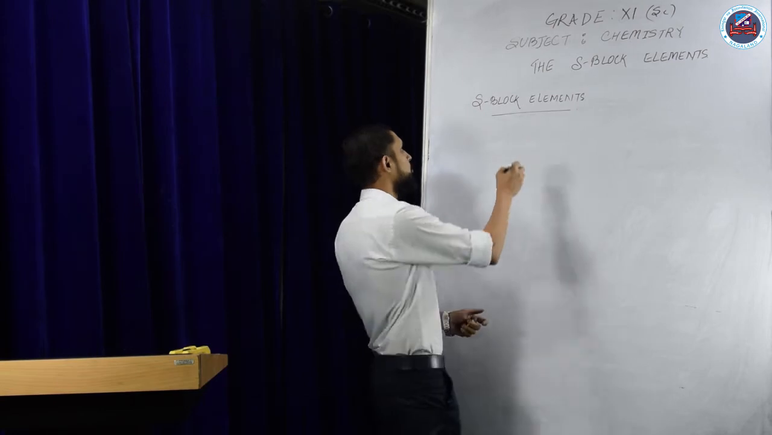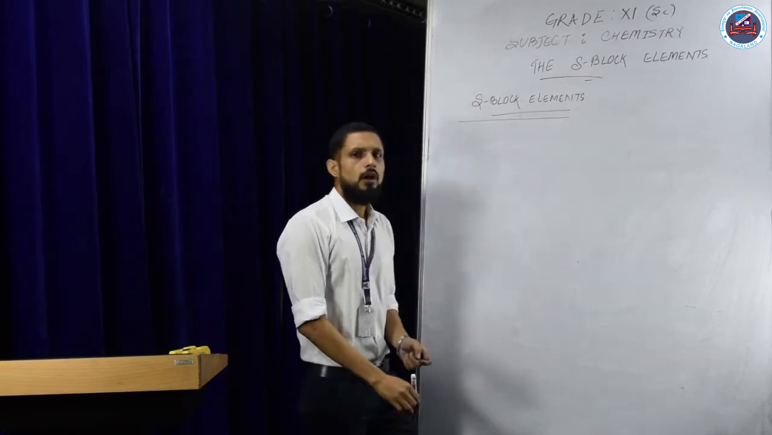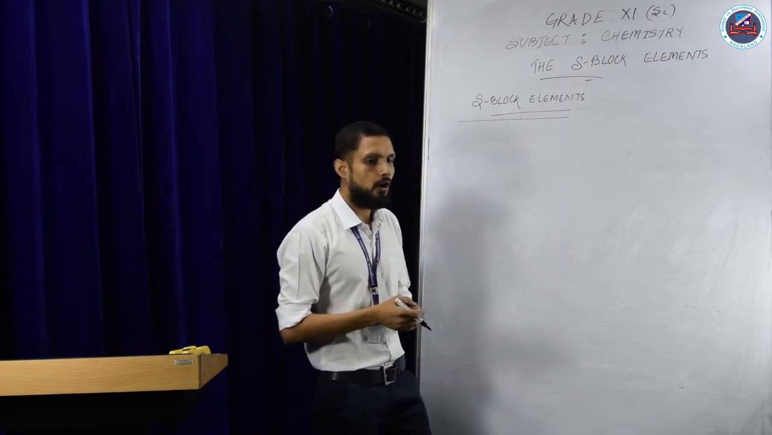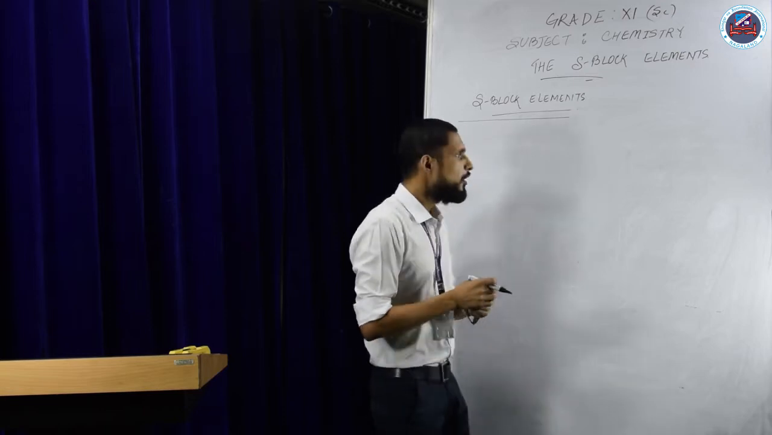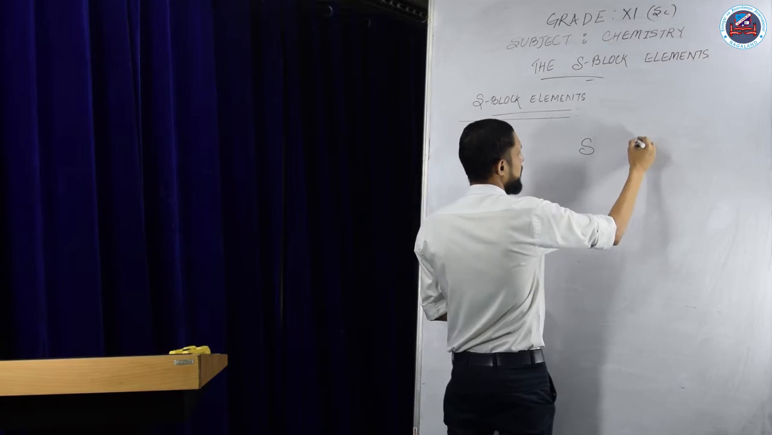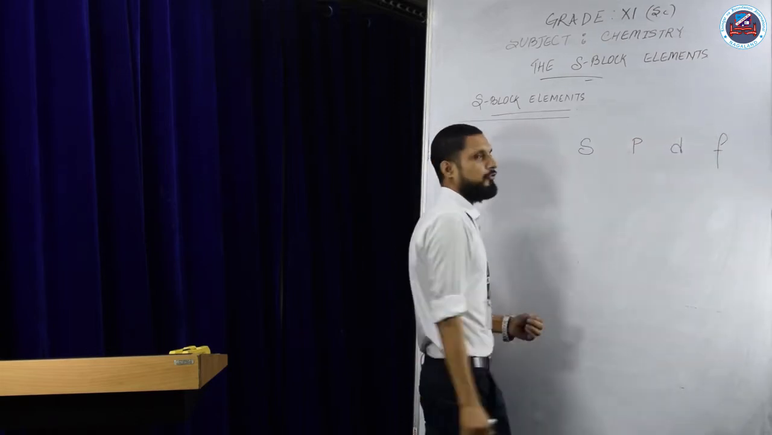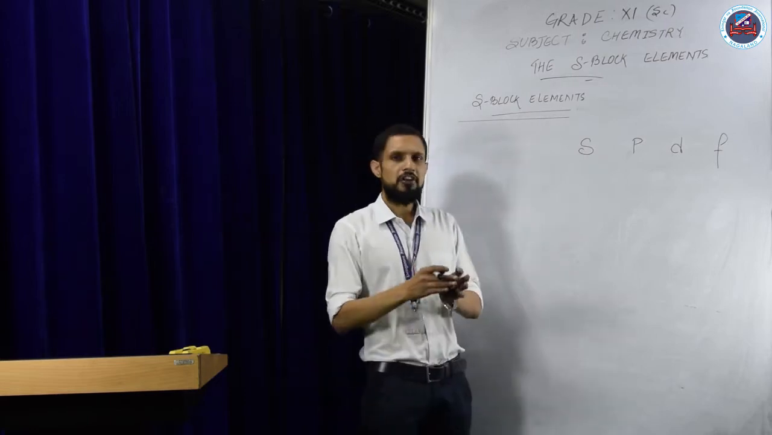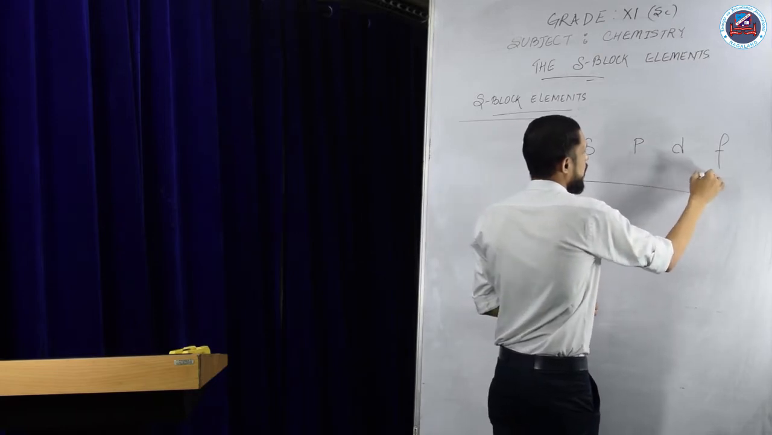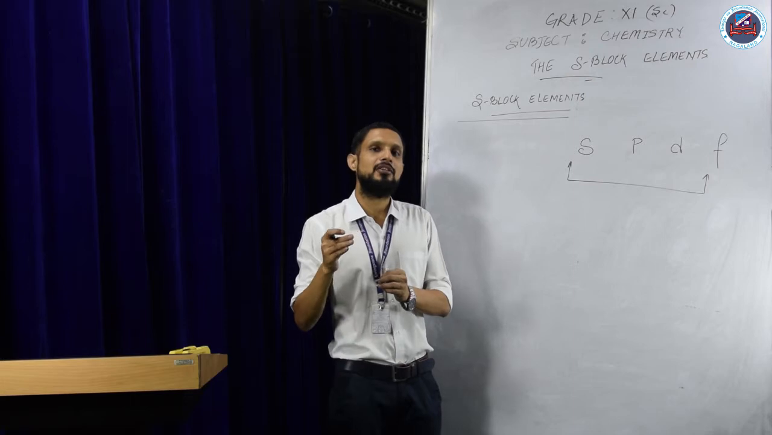The name of the chapter is the S-block elements. Now first of all, what is S-block elements? When you see the periodic table, you'll find there are 4 blocks: S, P, D and F. Now what are these blocks? These elements are classified based on the last electron.